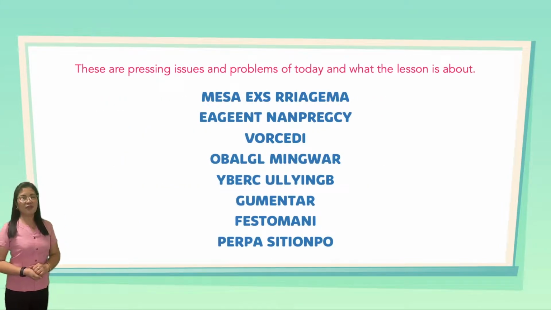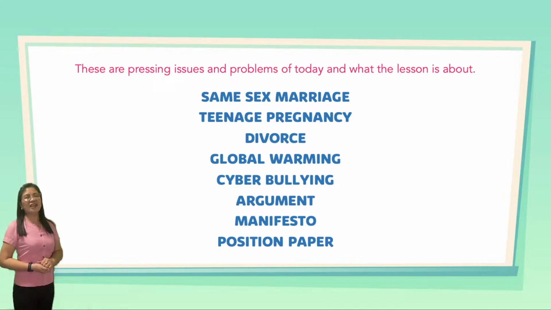To jumpstart the lesson for this week, arrange the jumbled letters to form words. These are the pressing issues and problems of today and what the lesson is about. You are given 15 seconds to unscramble the letters and decipher the words. These are the answers: same-sex marriage, teenage pregnancy, divorce, global warming, cyberbullying, argument, manifesto, and position paper.